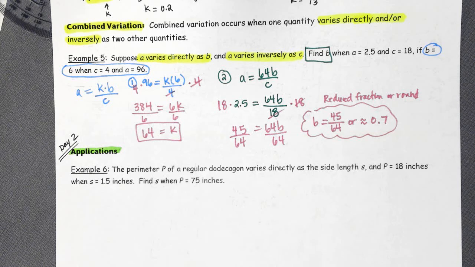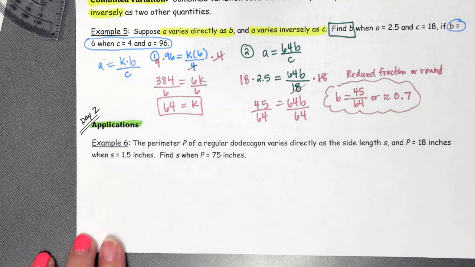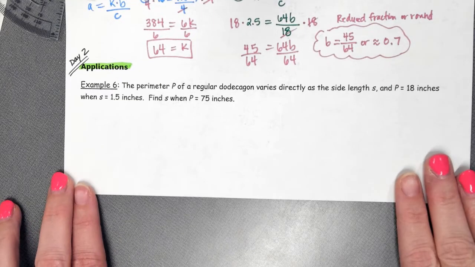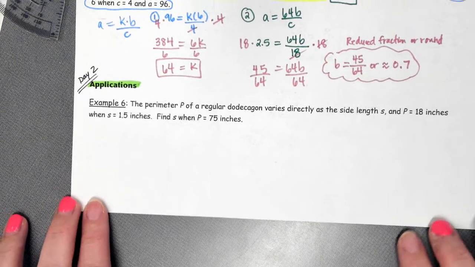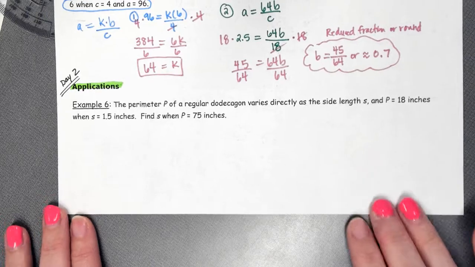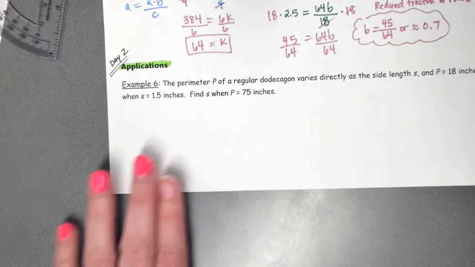Alright, so with our applications, we're going to use the same direct, inverse, combined, joint variation that we did at the first part of 9.5, but now we're going to apply them to different story problems. We're going to test some of your geometry knowledge as well. Well, really, we're just going to see if you remember some of the things.